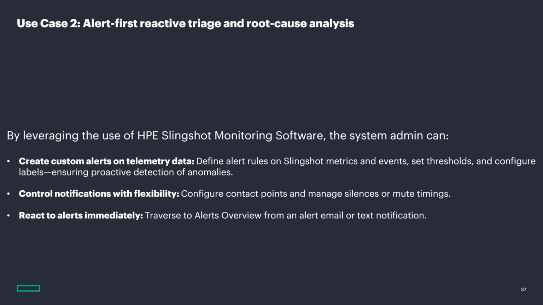So now that we've gone through our second use case, what have we learned? With HPE Slingshot monitoring software, the system admin can move from reactive troubleshooting to proactive monitoring. They can set up custom alerts on Slingshot telemetry data, define thresholds, and apply labels to ensure compatibility and early detection of anomalies. Notifications are fully configurable through contact points, allowing integration with tools like Alert Manager, Kafka, email, Slack, and more, while silences and muting times provide flexibility during maintenance or scheduled downtime.